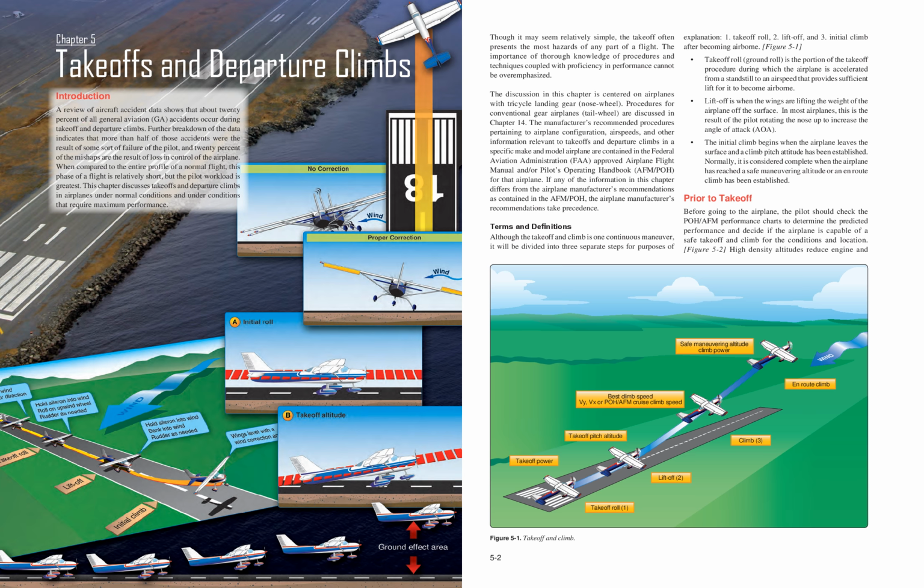Terms and definitions. Although the takeoff and climb is one continuous maneuver, it will be divided into three separate steps for purposes of explanation: 1. Takeoff roll, 2. Liftoff, and 3. Initial climb after becoming airborne. Figure 5.1. Takeoff roll, ground roll, is the portion of the takeoff procedure during which the airplane is accelerated from a standstill to an airspeed that provides sufficient lift for it to become airborne.